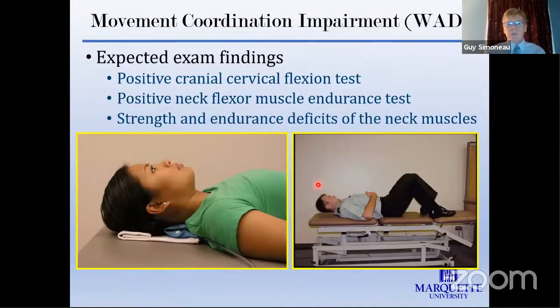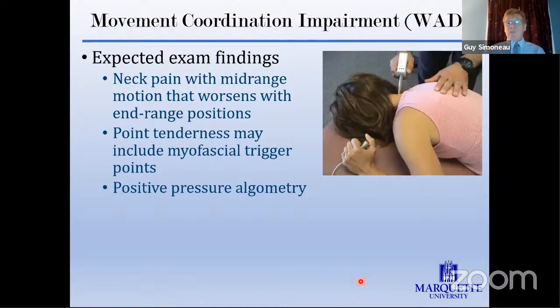In terms of examination, we often expect those people to have deficits in their musculature, the deep neck flexors being one of the muscle groups that is most affected. We also expect them to have neck pain with range of motion. Oftentimes, the more severe they are, the earlier in the range it occurs. But typically they have pain from early to mid-range that gets worse as you go later into the range, indicating probably some of the soft tissue structures that may have been injured in the process of the trauma. Also, many of those individuals will have increased tenderness to palpation. So if you do pressure pain threshold as part of your evaluation, those would be elevated in terms of scores.